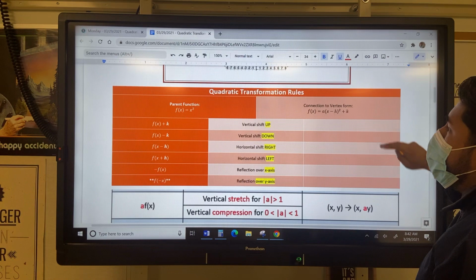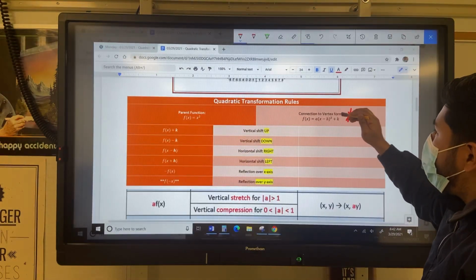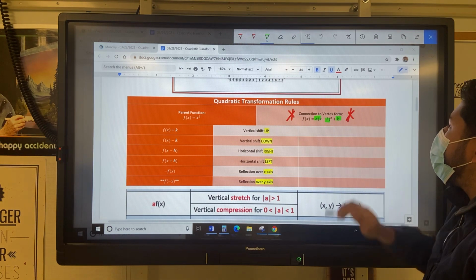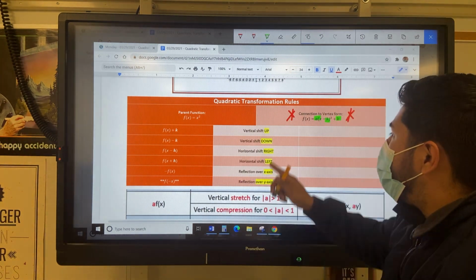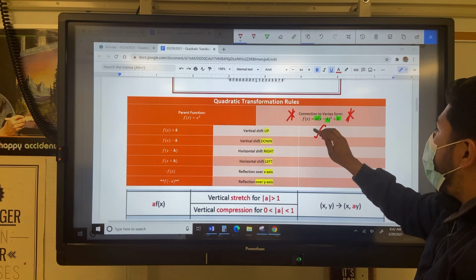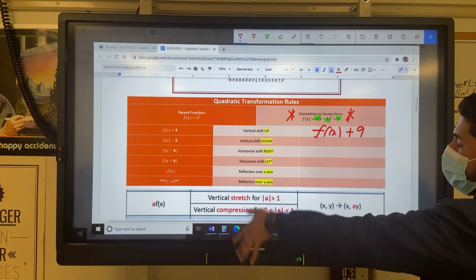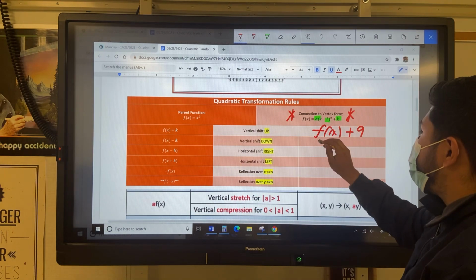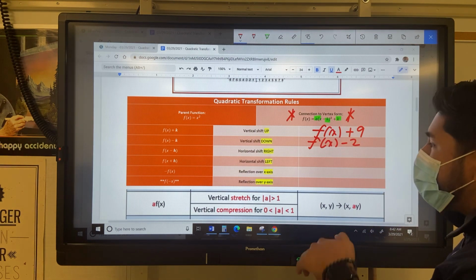All right, there's a couple rules. Now, this is where the vertex form is a little important because we're playing with A, H, and K. Broke it up into little pieces for you. f of x plus k means we're going up. An example of that would be f of x plus 9. Usually it's going to be a different number, you'll see in the examples, but plus 9, okay, I know I'm going up. Next one, we're going down. f of x minus 2, something like that. That means we're going down.